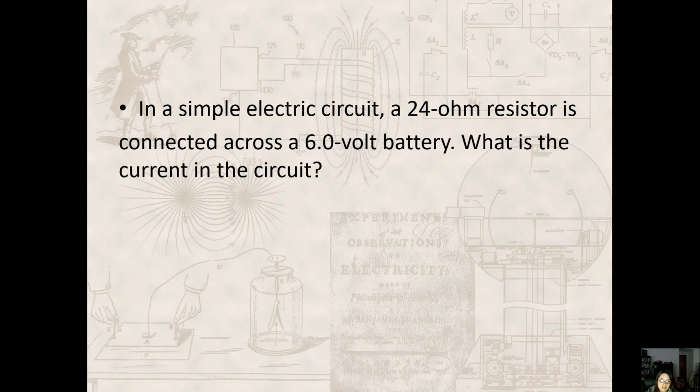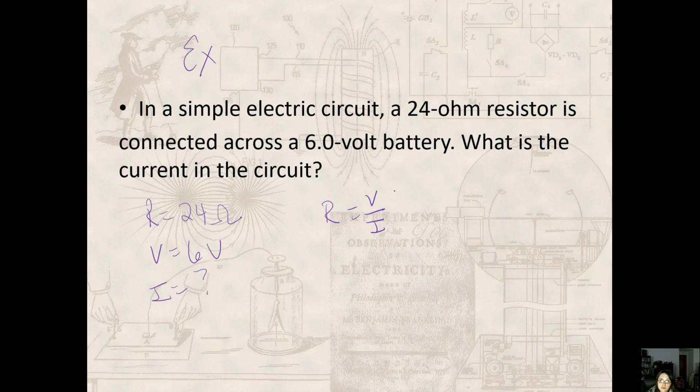So in a simple circuit, this is just an example. A 24 ohm resistor is connected across a 6-volt battery. What is the current in the circuit? So we know that we have a resistor of 24 ohms and the potential difference is equal to 6 volts. What is the current?